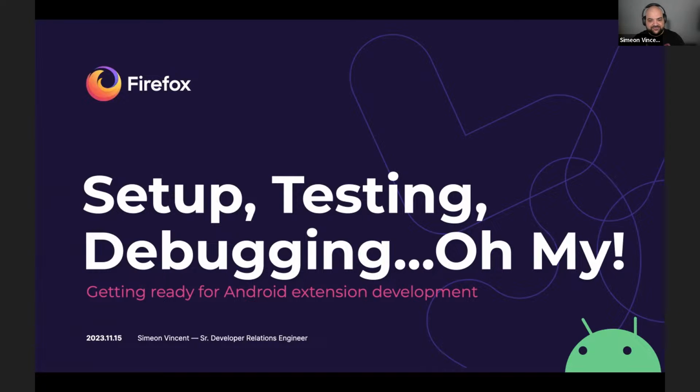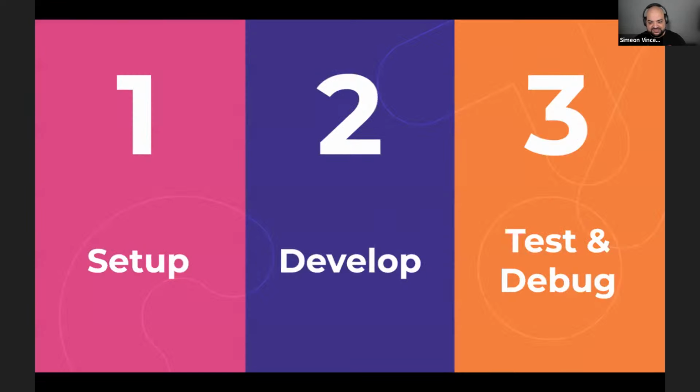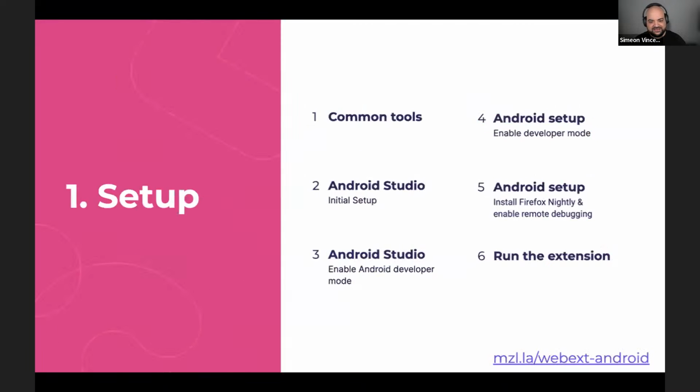The talk today is going to be divided into three main sections. First, the initial setup. Second, the development. And third, testing and debugging an extension. The setup process is going to be divided into 6 main chunks. Common tools that you'll need to install to get your environment set up. Setting up Android Studio.